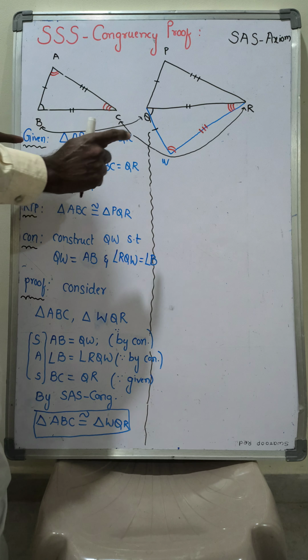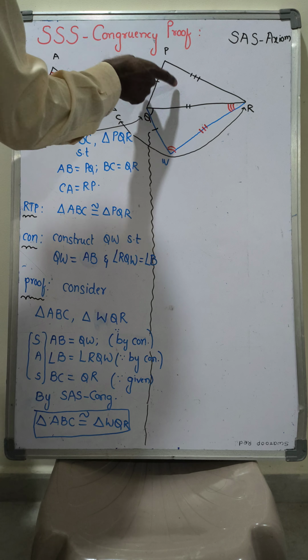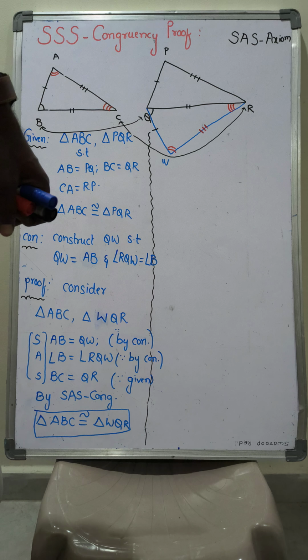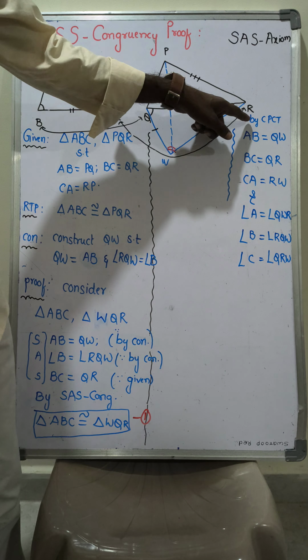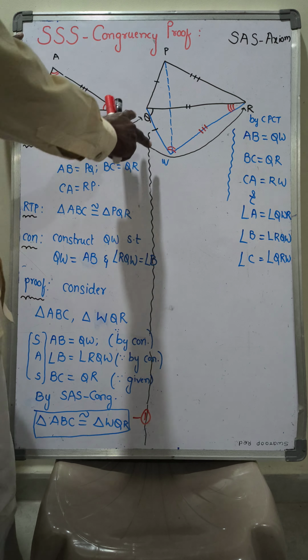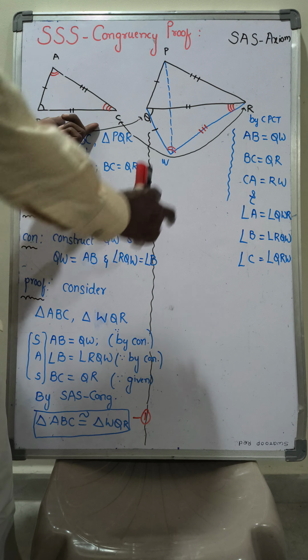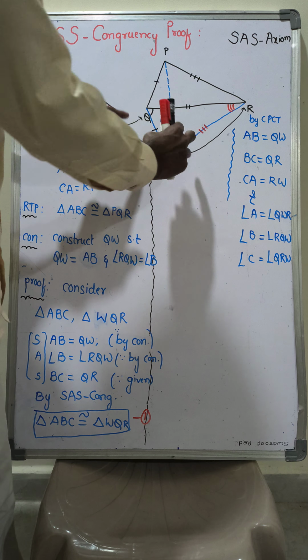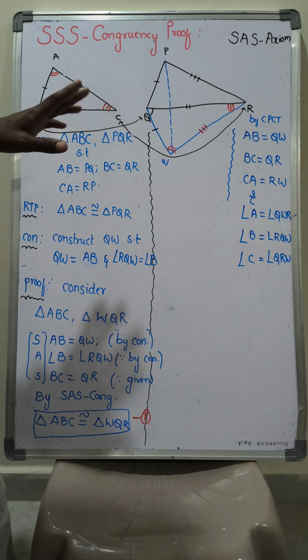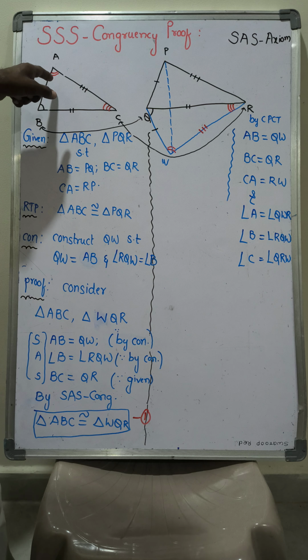So by using these two statements, now I am going to prove these two triangles congruent. Right, now we said these two triangles are congruent. So once these two triangles are congruent, by CPCT what can we write? AB is equal to QW, BC is equal to QR, CA is equal to RW. These are corresponding sides, they are equal.